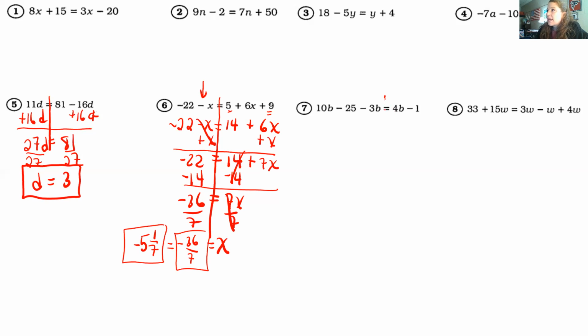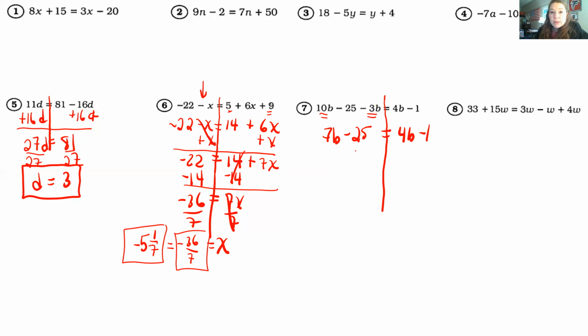All right, number 7. I'm going to combine like terms when they're together on one side of the equal sign. So these are like terms. 10b minus 3b, 10 minus 3 is 7. So 7b minus 25 equals 4b minus 1.